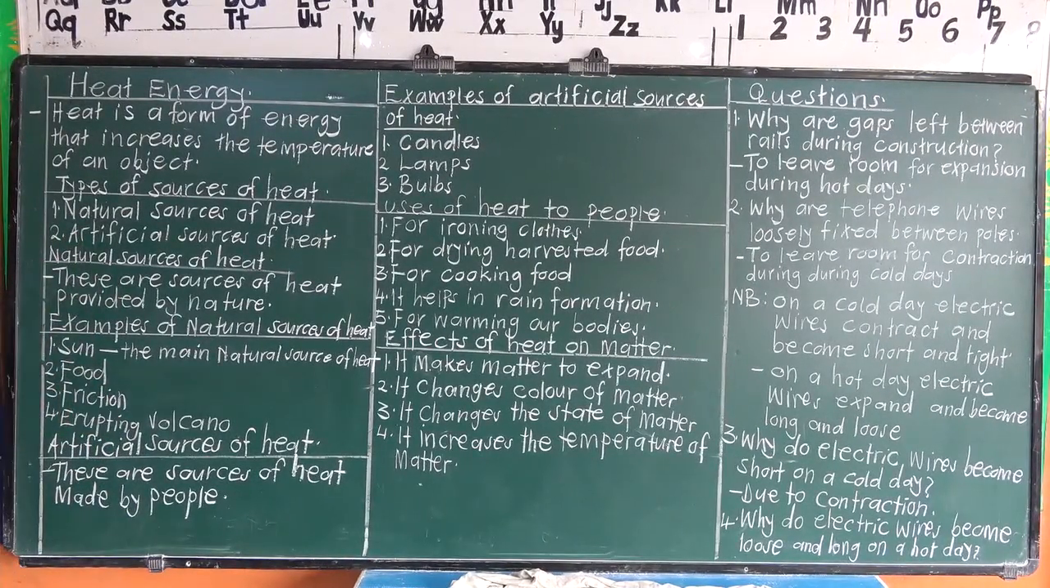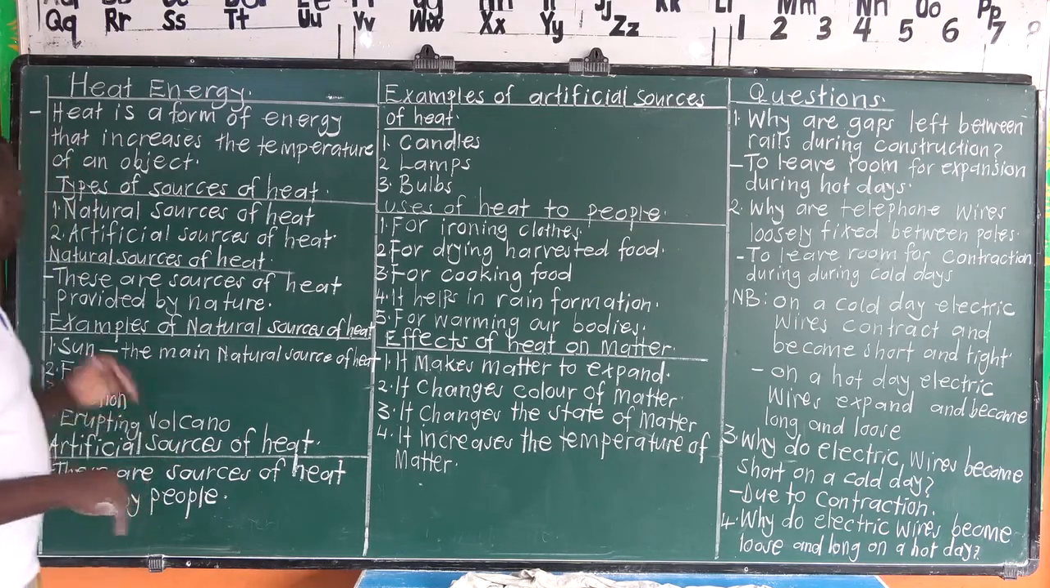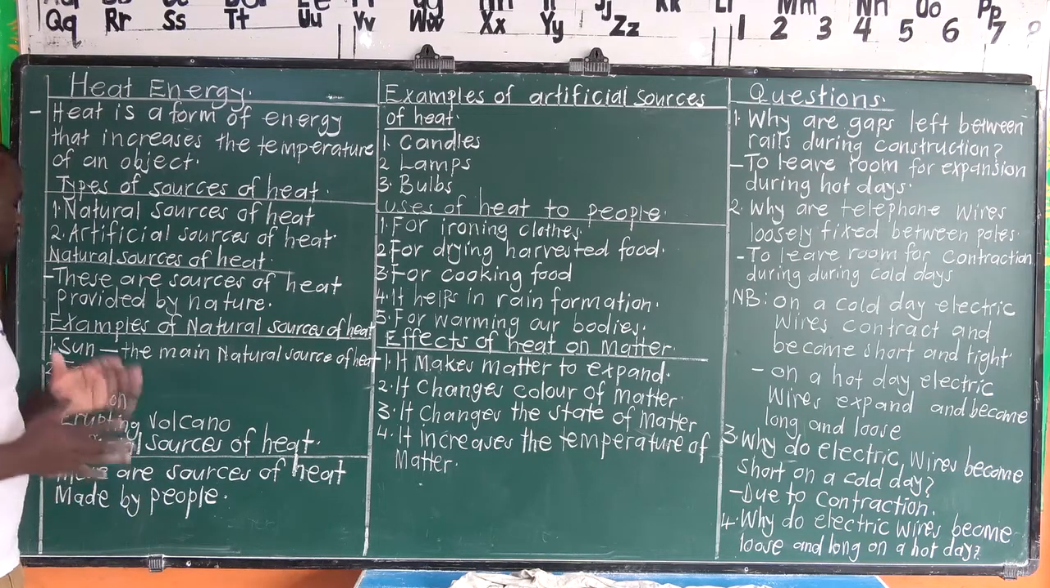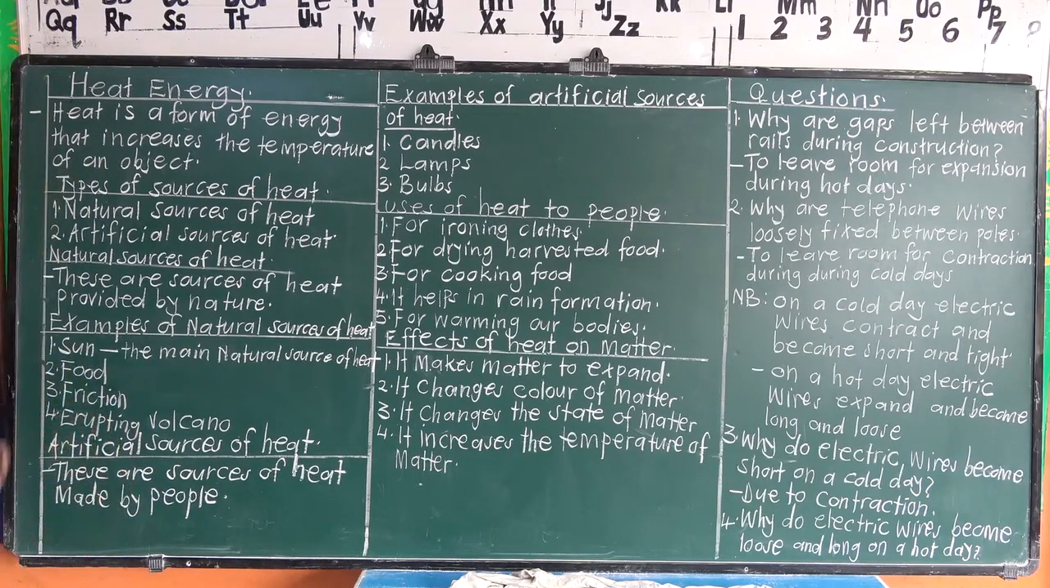Then we look at types of sources of heat. We have two types of sources of heat: natural sources of heat and artificial sources of heat. Natural sources of heat are sources of heat that are provided by nature. For example, we have the sun, which is the main natural source of heat and light. We also have food, friction, and erupting volcano. Those are examples of natural sources of heat.